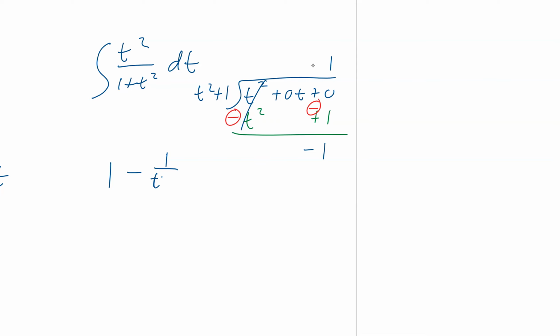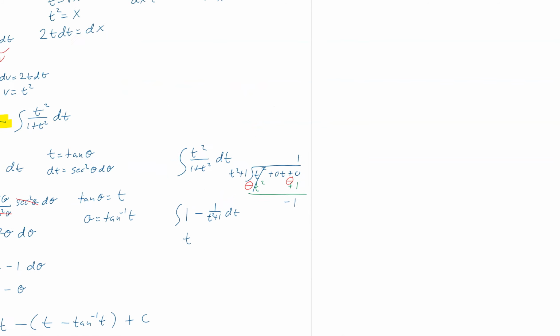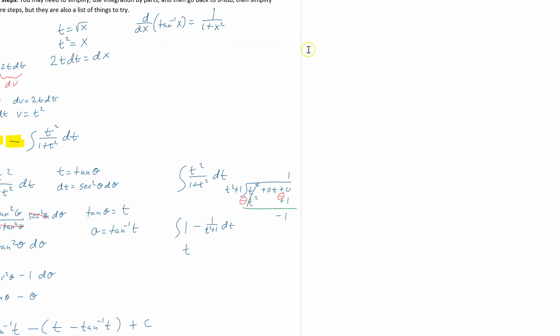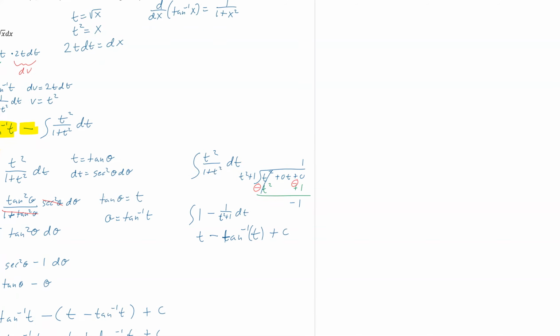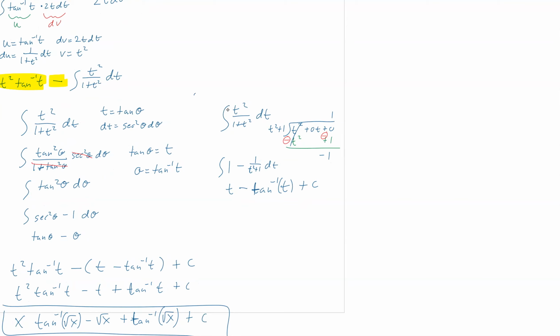I'm going to put it as negative 1 over t squared plus 1 dt, and then that should look really familiar. So we already know that's t, and then if we go all the way back up, we already knew that the integral of 1 over 1 plus x squared is inverse tangent. So this is minus inverse tangent t plus c. So it was actually a little bit nicer than doing all that trig.